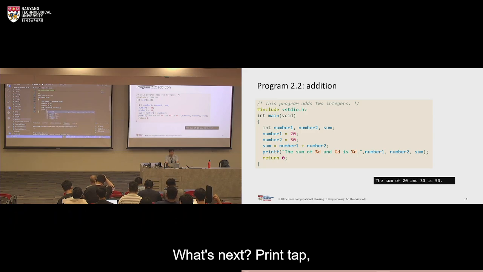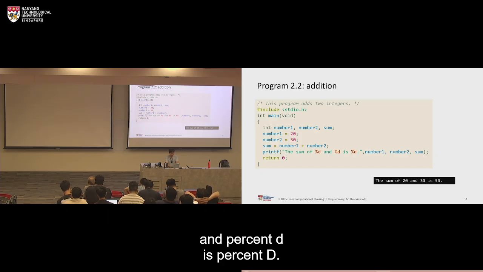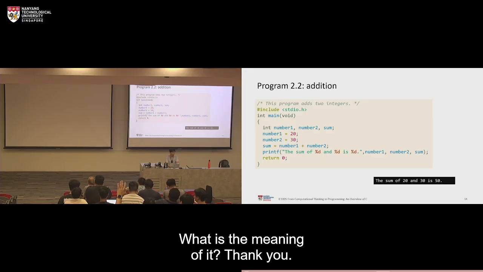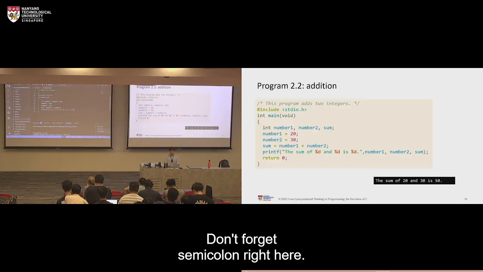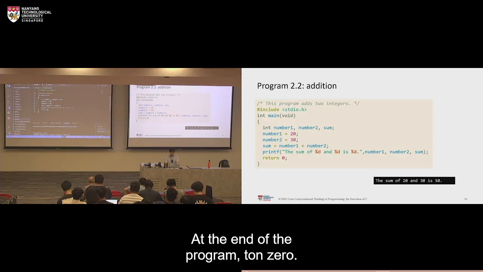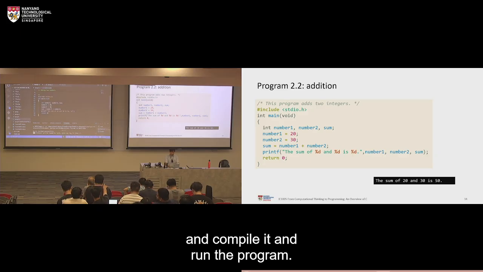What's next? Printf the sum of %d and %d is %d. What is the meaning of it? Comma and change the line. And don't forget semicolon right here. Okay, at the end of the program, return 0. All right, so the code is done, and compile it and run the program.